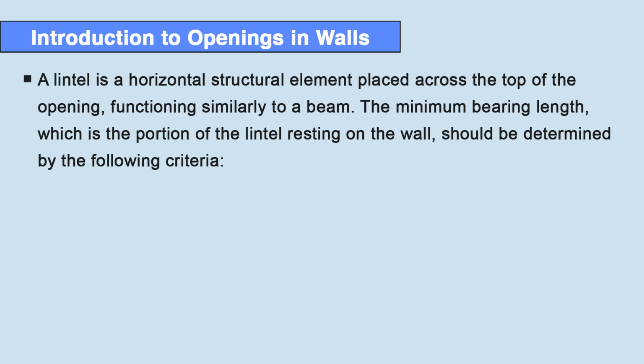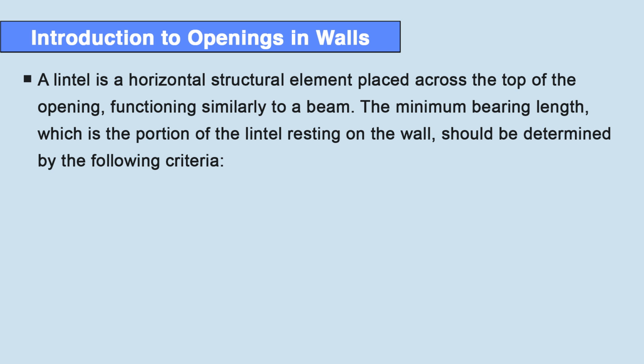So, one question which may be coming to your mind: how can we define a lintel? A lintel is a horizontal structural element placed across the top of the opening, functioning similarly to a beam. We can visualize a lintel as a beam which is simply supported at two ends. The width of the lintel aligns with the wall's width and its ends are embedded into the wall.